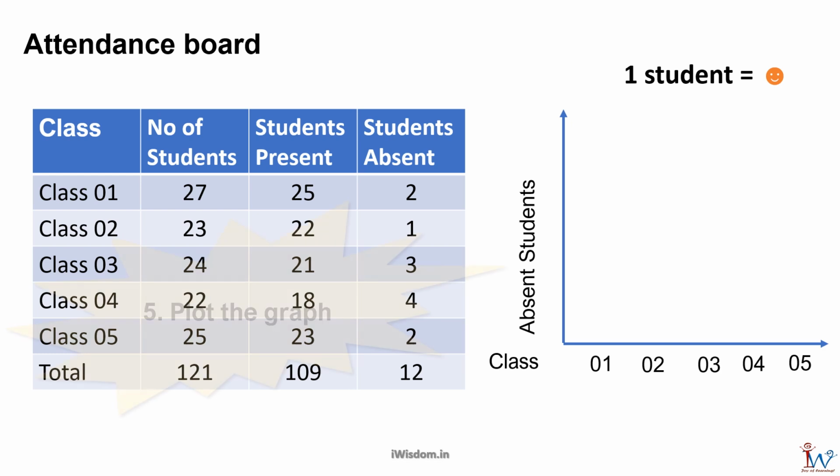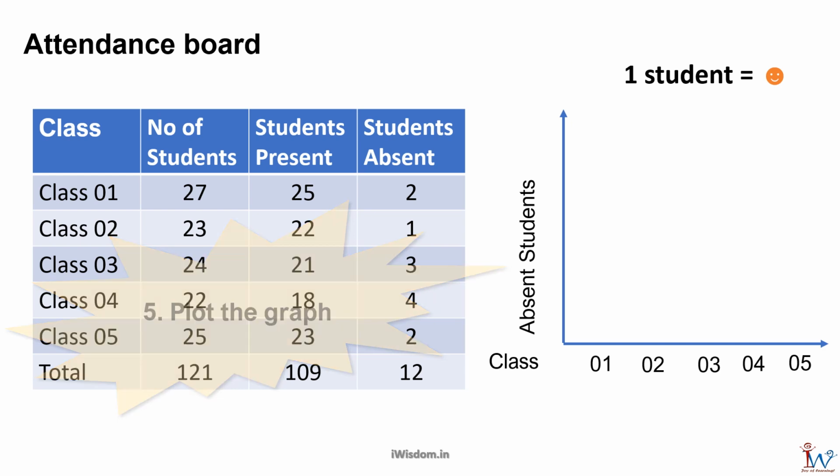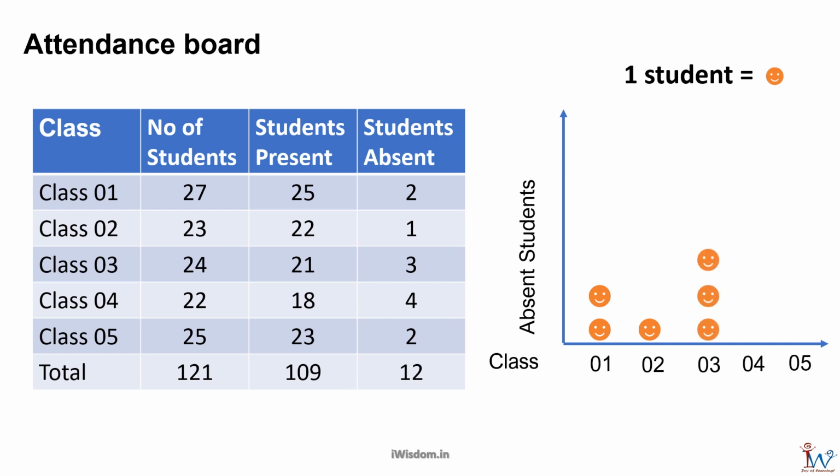As a fifth step, we shall plot the absent student data. We have 2 absent students in class 1. So, we draw 2 smileys in front of class 1. Similarly, we draw 1 smiley for class 2, 3 smileys for class 3, 4 smileys for class 4 and 2 smileys for class 5. This completes our smart chart.